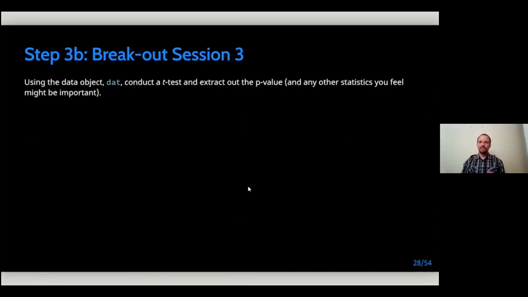So for our third and last breakout section, what we're going to be doing is we're going to use that data object that we got from our generate function called dat, and we want to conduct a t-test and extract out the p-value and any other statistic that you feel might be important.